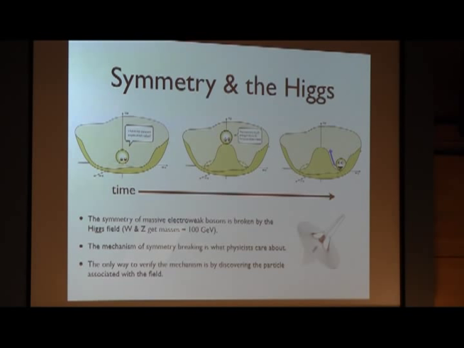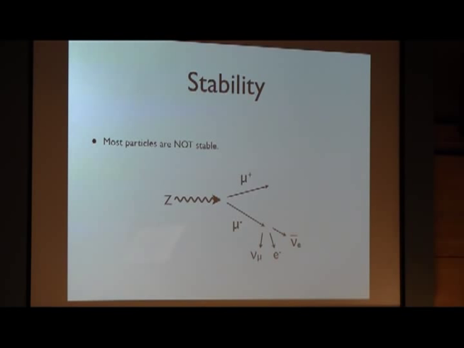Now, there are lots of particles that we can observe, but most of them don't stick around for very long, and the Higgs is no different. The reason is that most particles are not stable. Of all those particles that I showed you in the picture, very few of them will stick around for more than a fraction of a second.